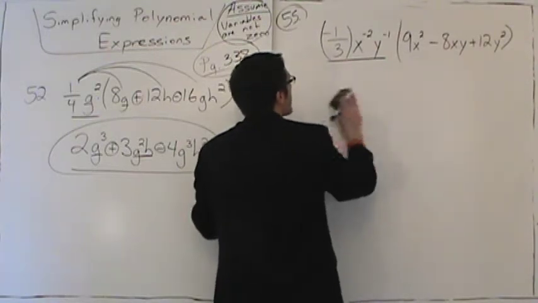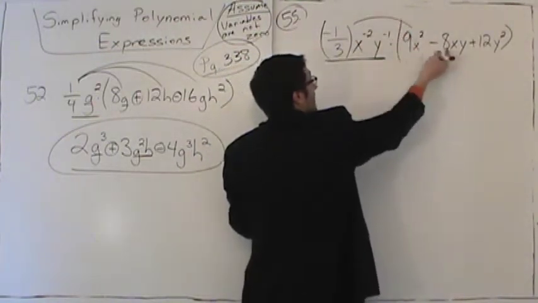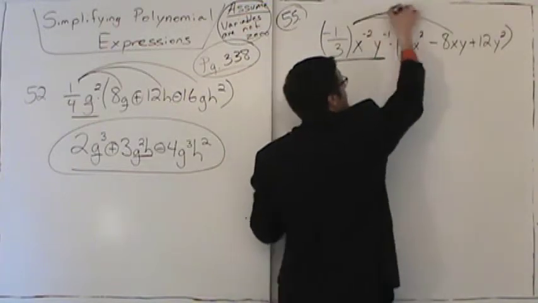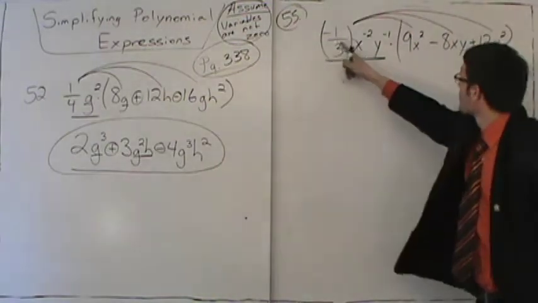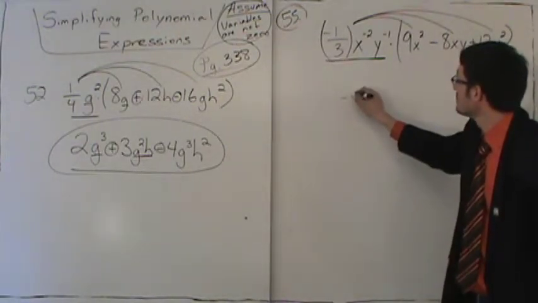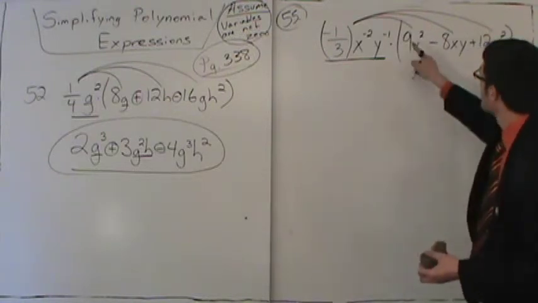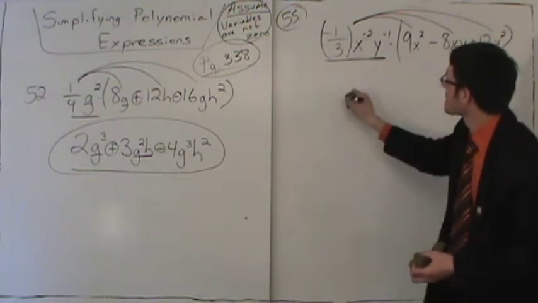So instead of rewriting this as a rational expression, leave it in this form, and when multiplication meets addition, the distributive property applies. We're just going to distribute. Negative 1/3 times 9. Okay, 9 divided by 3 is 3, times 1 is negative... I'm sorry. 9 divided by 3 is 3. 3 times negative 1 is negative 3.